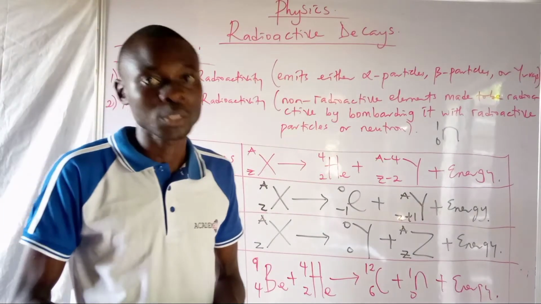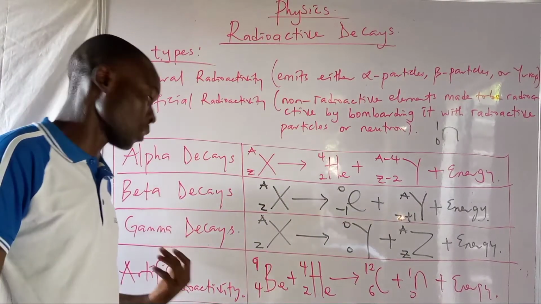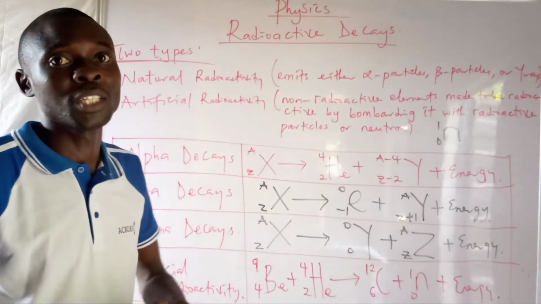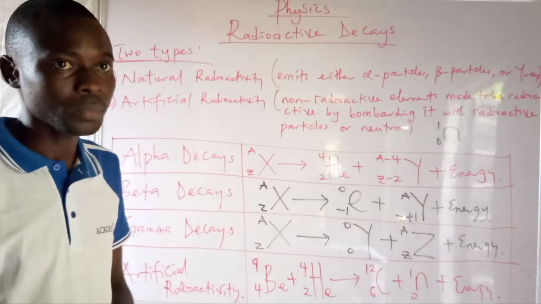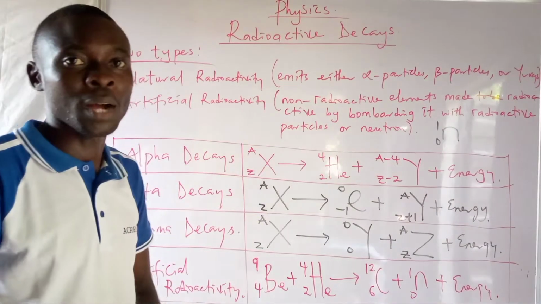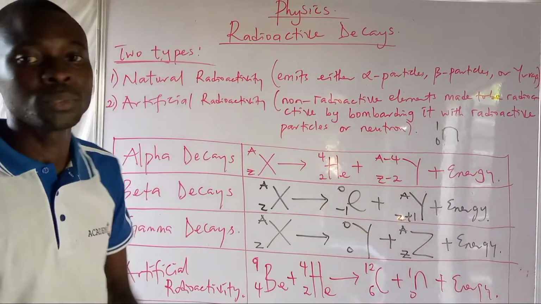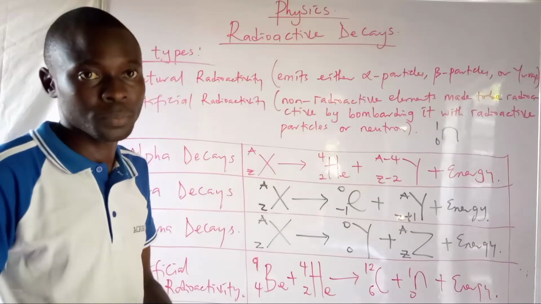Producing radioactive particles. What are these radioactive particles? We have them to be alpha, beta, or gamma ray. So those are the three radioactive particles which I expect that you will have been familiarized with. However, when talking about radioactive decay, we have them in two types. The first one is natural radioactive decay, while the second one is artificial radioactive decay.